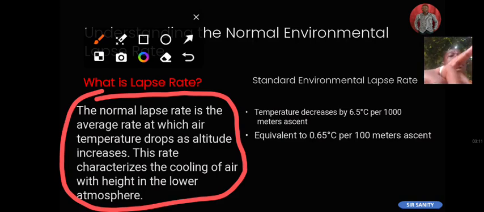Then temperature decreases by 6.5 degrees Celsius per every 1,000 meters of ascent or rise. So every time the height rises by 1,000 meters, temperature also falls 6.5 degrees, which is equivalent to 0.65 degrees Celsius per 100 meters of ascent. So you should know that, don't forget that also.